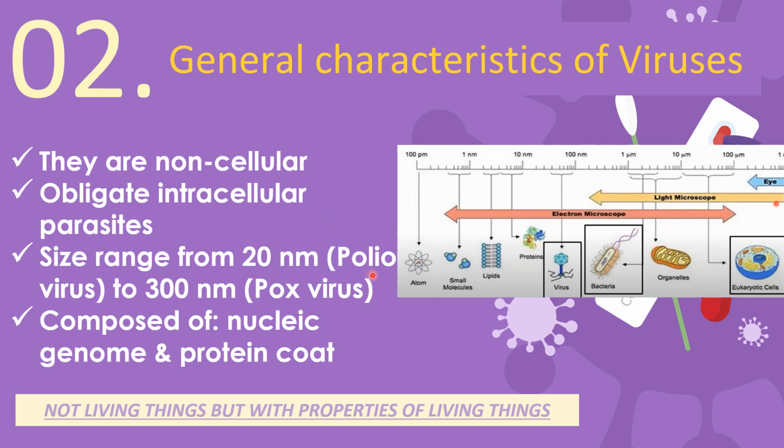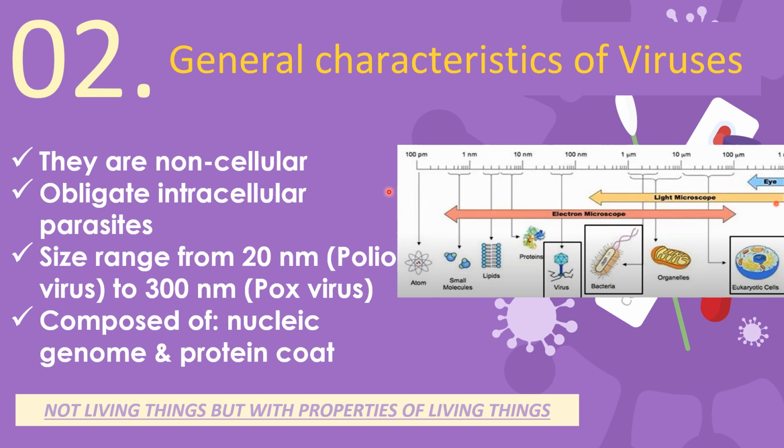The size ranges from 20 nanometers, which is the poliovirus, to 300 nanometers, which is the pox virus. Although they are very small pa rin, they cannot be seen even with a light microscope. So, to gauge their size, they are relatively smaller than the average size of a bacteria, organelles, and eukaryotic cells that are normally seen in a light microscope.